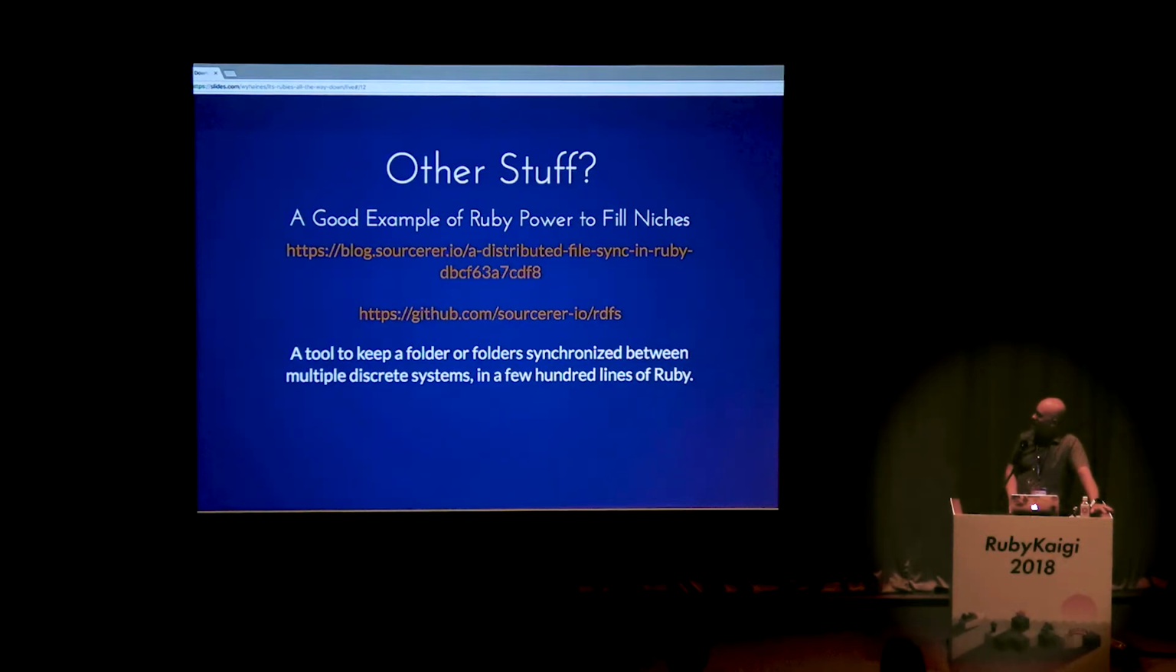I just threw in a couple other little things. RDFS is something that I tripped over that is a pretty cool example of using Ruby to do something complicated in a relatively small number of lines. It will synchronize file systems between multiple systems, and it does it on the fly. So as you make changes in one system, it will synchronize those changes to other nodes, and it's all written in a few hundred lines of Ruby.